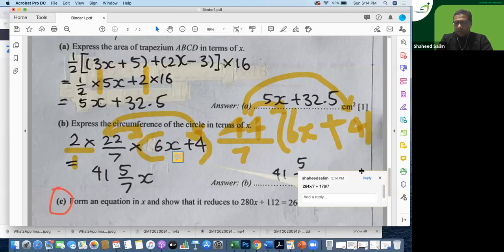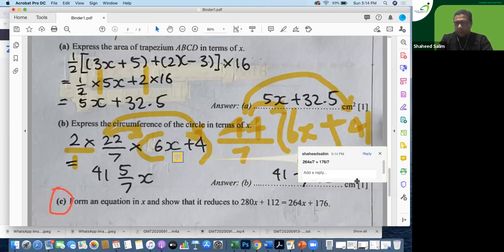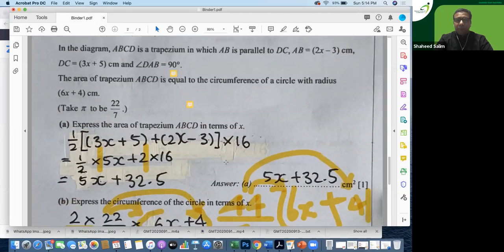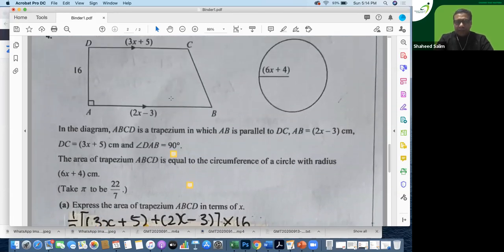This thing now is not going up. Okay. Can you see now? 176, 264. Can you see now? Yeah. So now they say it's equal. Let us see what did the question say. In the diagram, ABCD is a trapezium in which blah blah blah is parallel. The area of the trapezium is equal to the circumference of the circle. So they are telling you these two are equal in terms of your calculation.